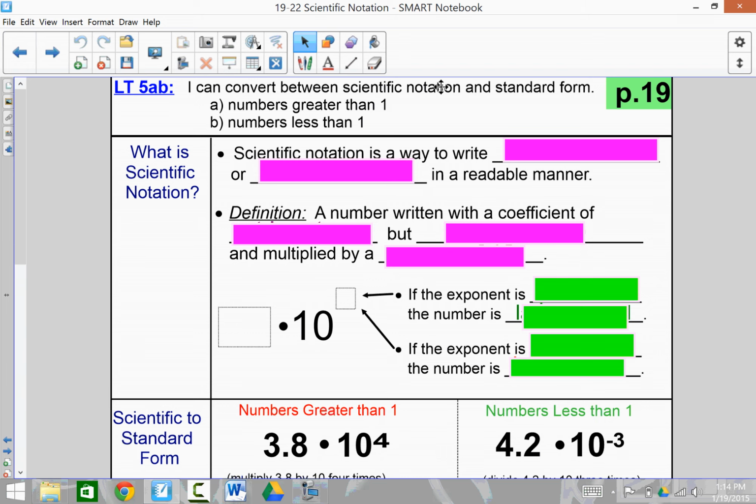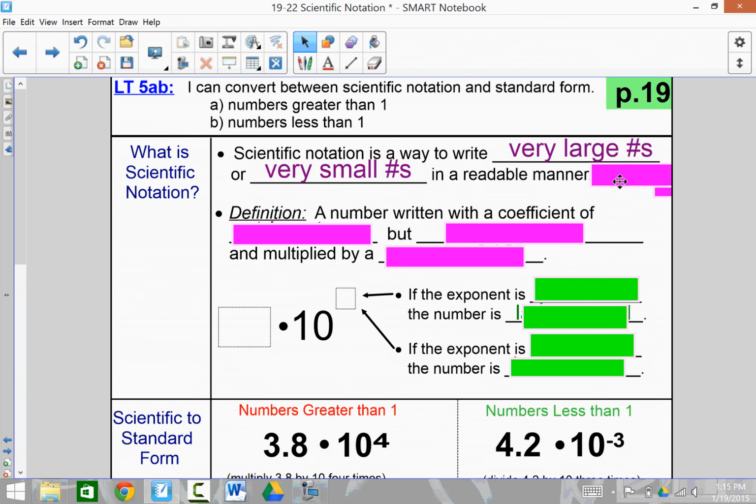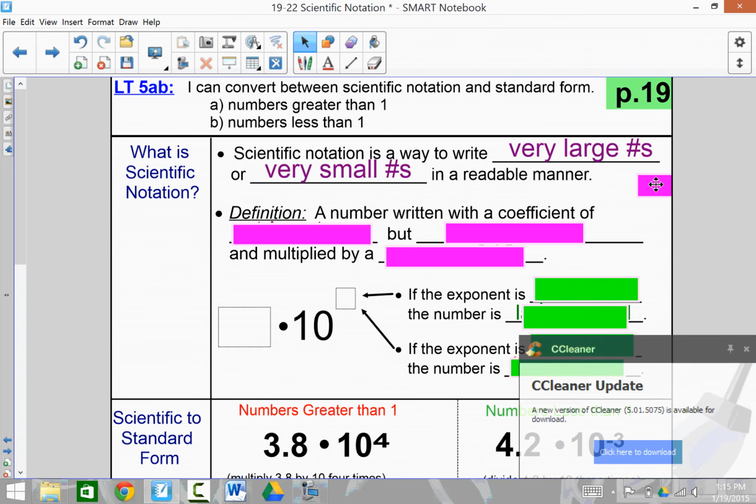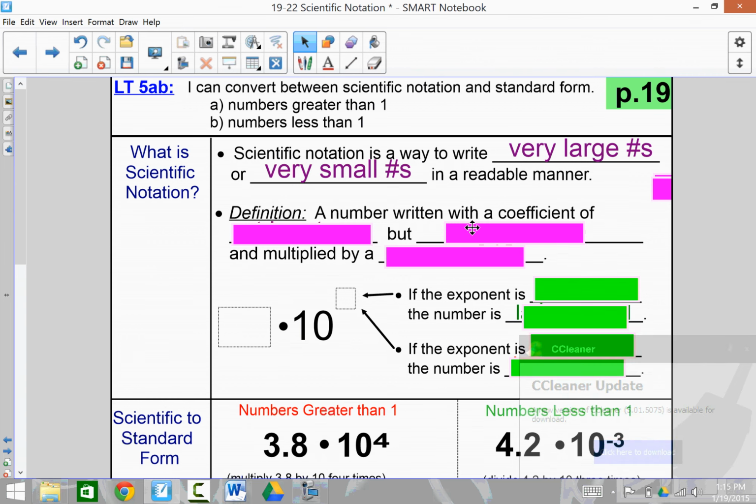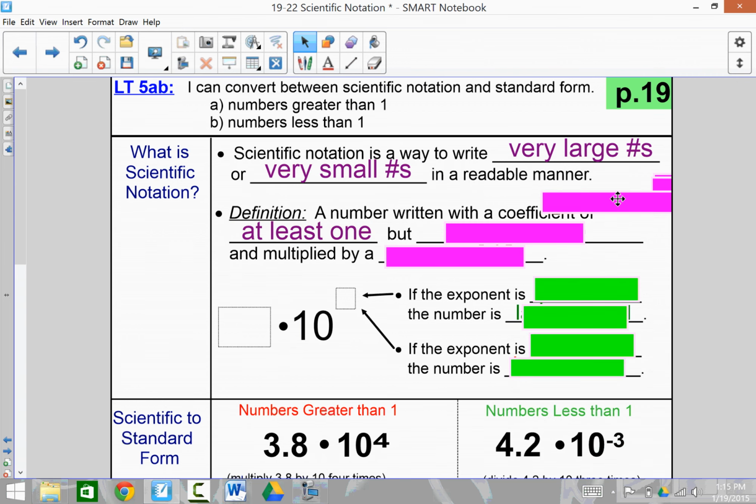Some vocab here. Scientific notation is a way to write really, really big numbers or really, really small numbers in a readable manner. You're going to see this a lot of times in science too. Really large numbers or really small numbers are usually written in scientific notation. The book definition says: a number written with a coefficient of at least 1 but less than 10, and it's multiplied by a power of 10.